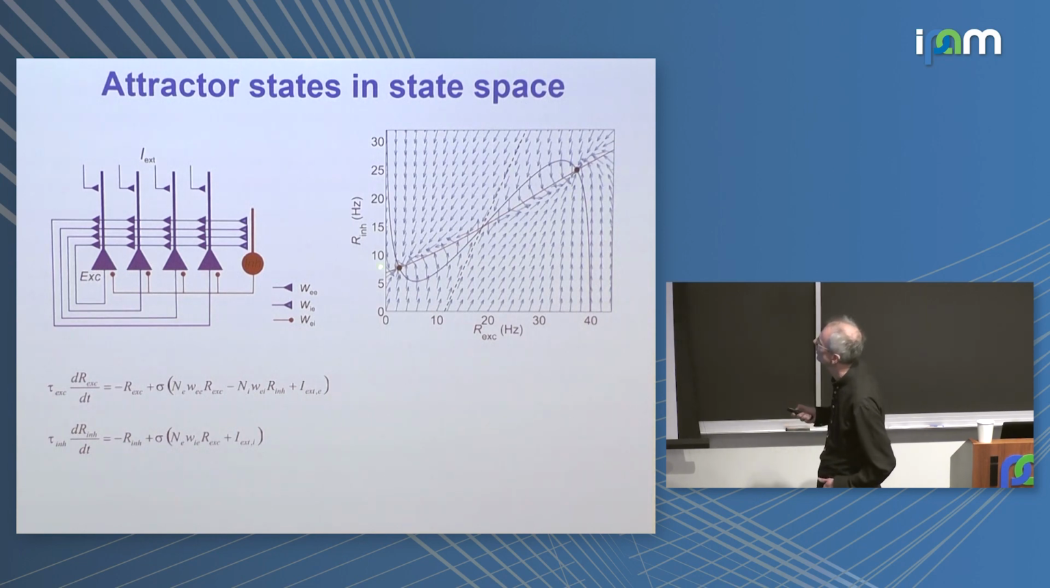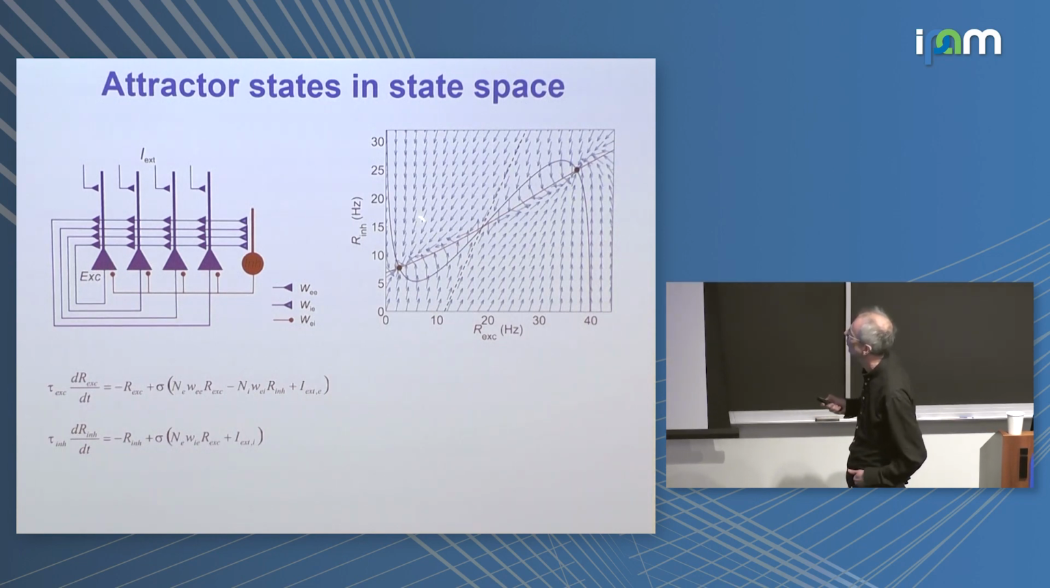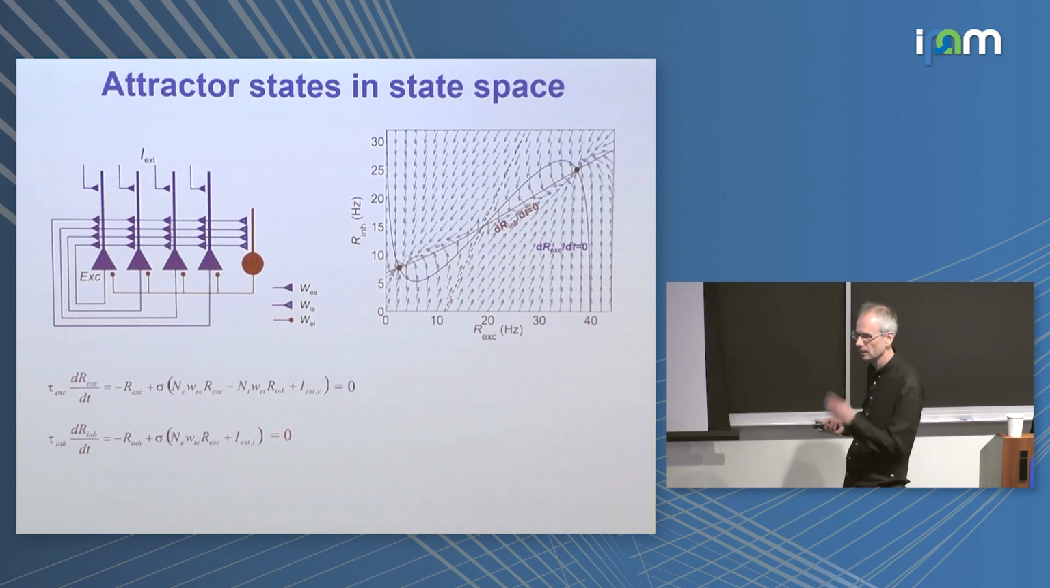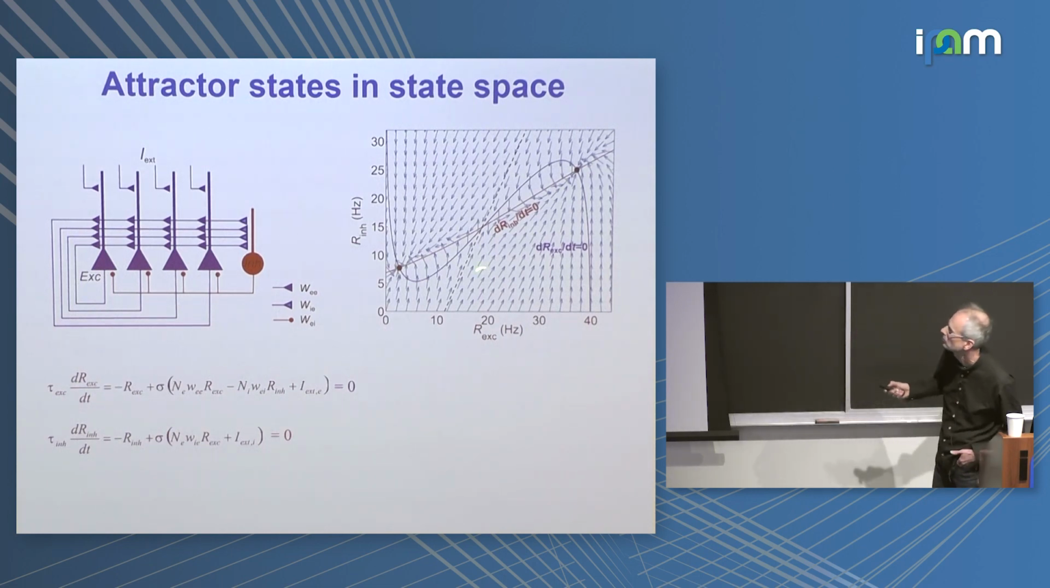What you can see here is that there are two points towards which activity seems to converge, and these are indeed attractor states, so-called fixed point attractors. Formally, they are given by the condition that both these derivatives vanish, so each of these lines, with one of these derivatives vanishing, is one of these nullclines. And you see that this whole space is separated into basins of attraction.